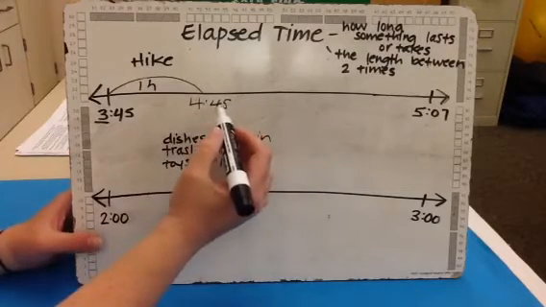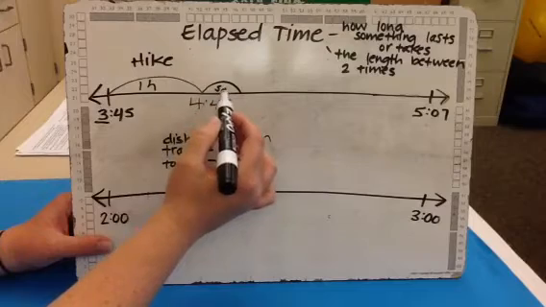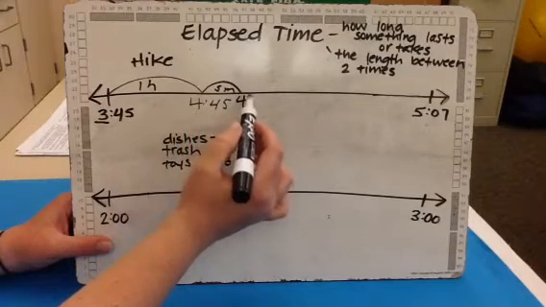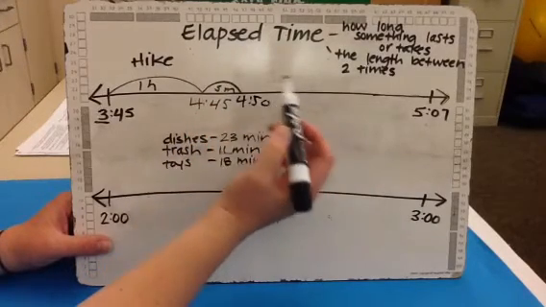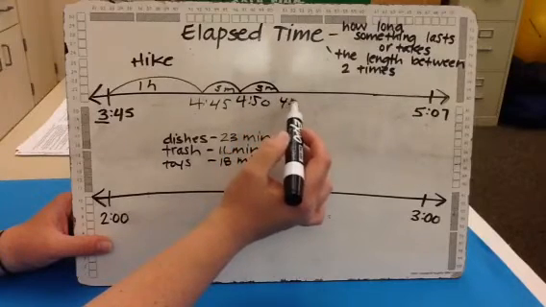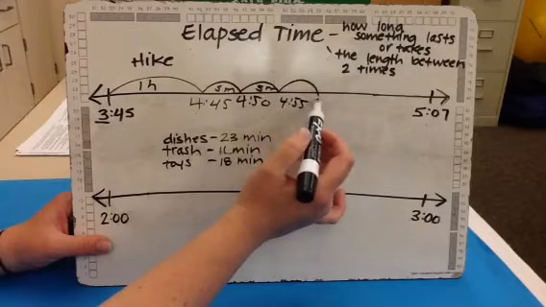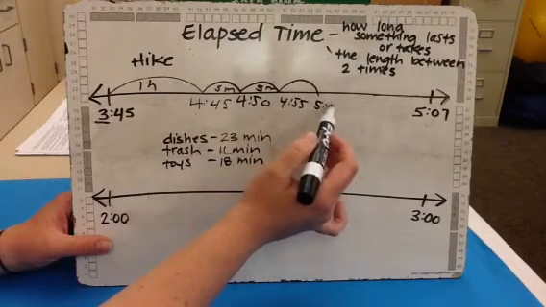So if I were to hop by 5s, if I do 5 minutes here, it's now 4:50. And if I do another 5 minutes, it's now 4:55. And if I do another 4 minutes, it is now 5 o'clock.